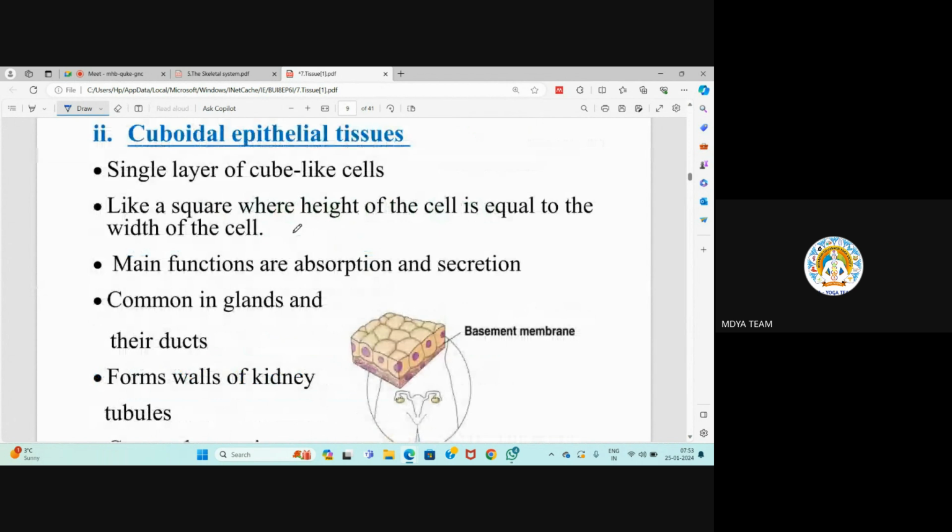Now, cuboidal epithelial tissue. This is also single layer, but it is cube shaped. That was flattened, now it is cube. Like a square where the height of the cell is equal to the width of the cell. You can see in this picture that above the basement membrane, single layered cuboidal epithelium cells are present. In this tissue, cells are cube shaped, in which width is almost similar to breadth of the cell.